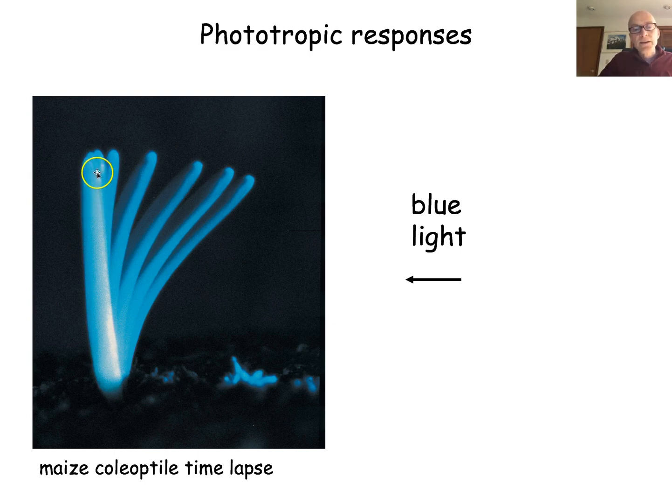So what you see here is a time lapse. This is just one coleoptile. It looks like 10 or so, but it's just time-lapse and then superimposed. And the light is coming from this side, the blue light is coming from this side. And so, as you can see, the coleoptile over time bends towards the blue light.